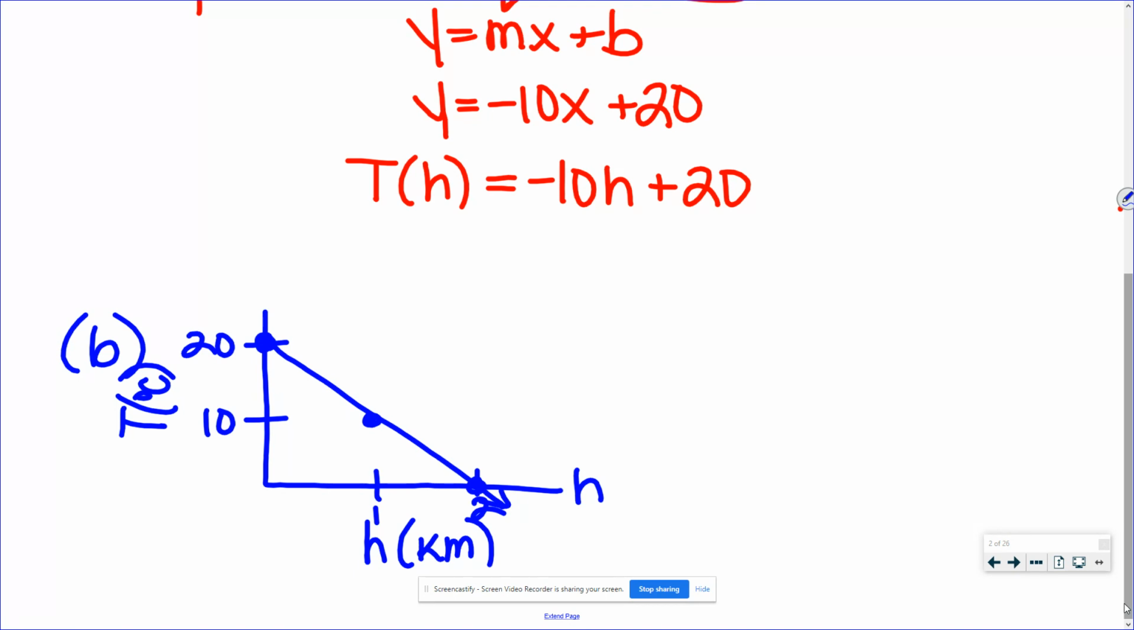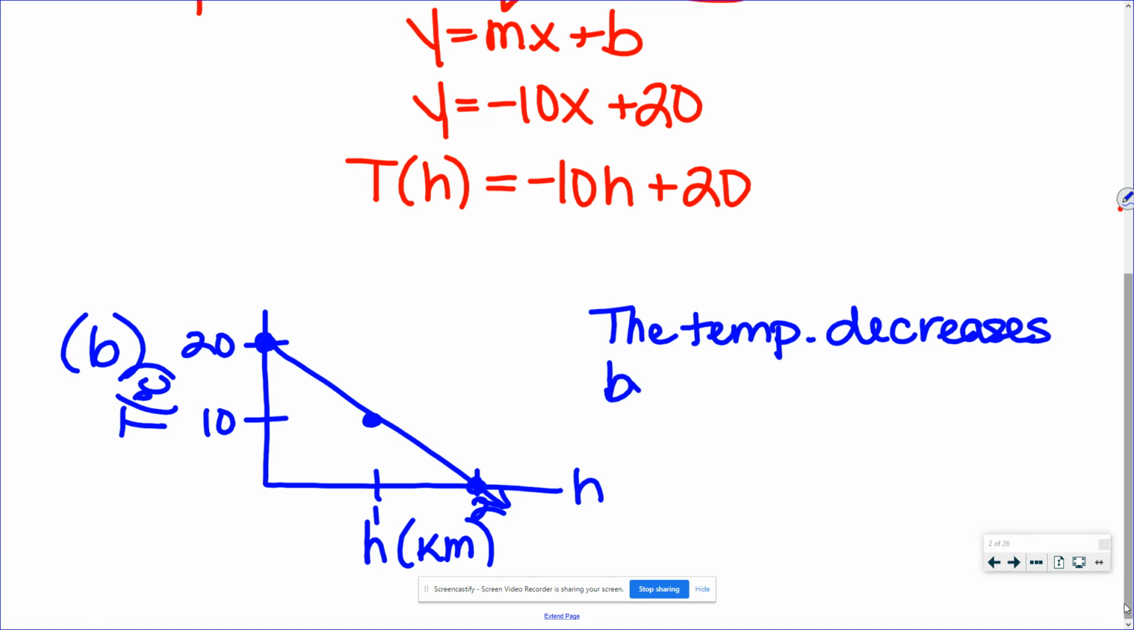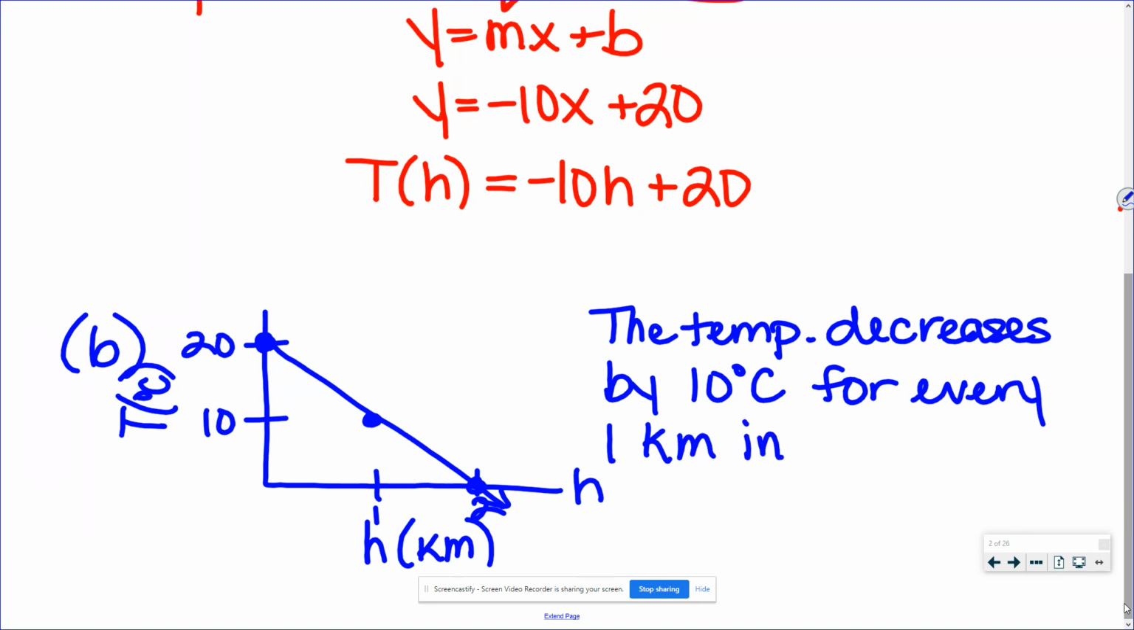And it says describe the slope. We already kind of said that the slope means that the temperature decreases by 10 degrees Celsius for every 1 kilometer in elevation. It doesn't have to be exactly those words, but something along that line.